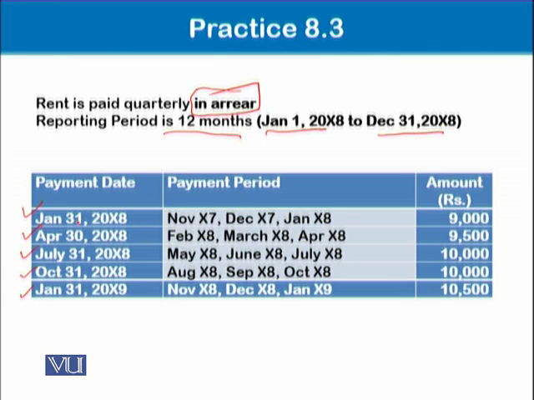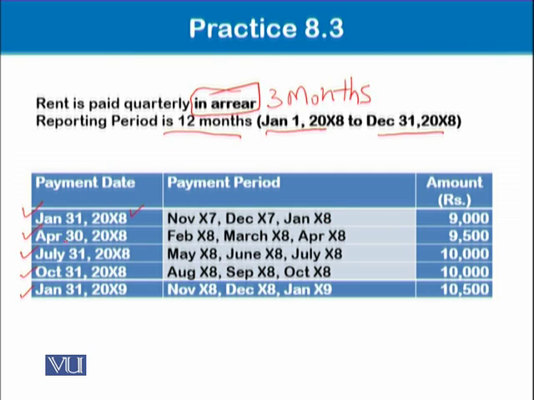January 31. Remember, we are paying quarterly in arrear, meaning at the end of each quarter. And quarters, you know very well, are of 3 months. So the first quarter, in this question, you see, ends on 31st January. This quarter comprises November 2000X7, December 2000X7 and January 2000X8. We paid 9,000 for this quarter.